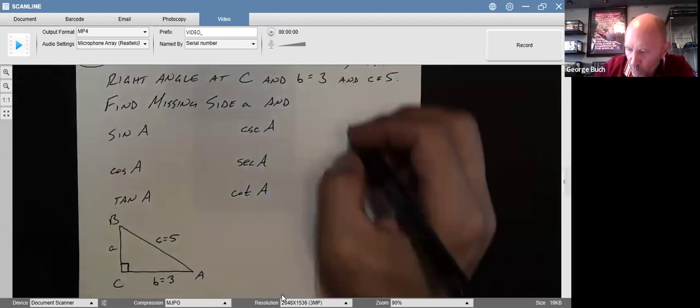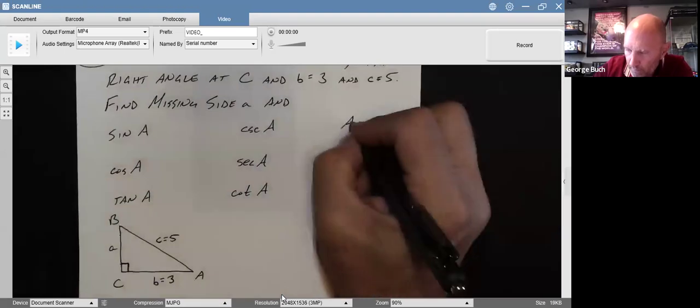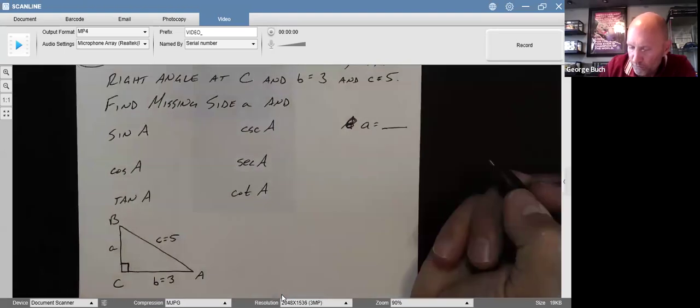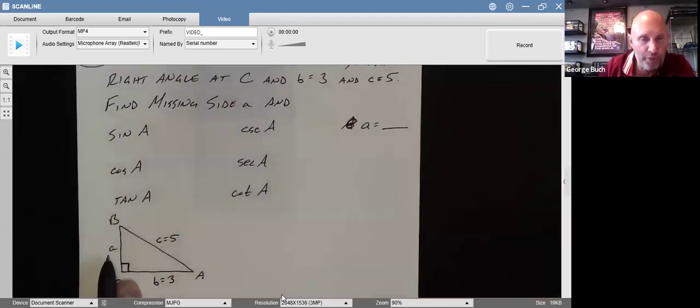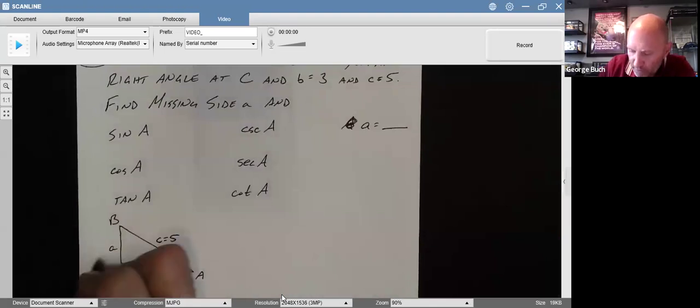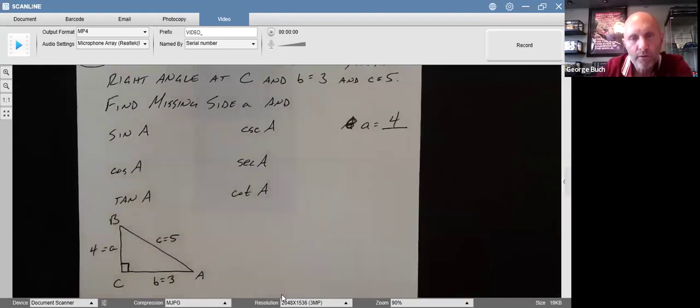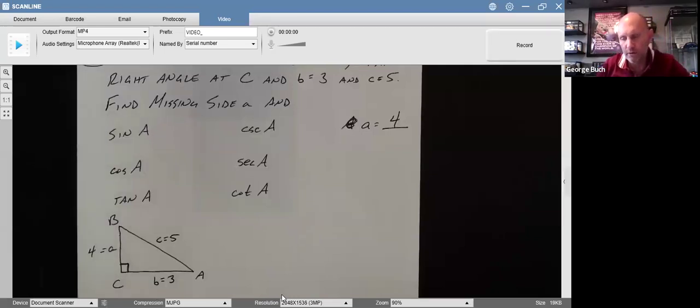And the first thing I want is side A. Well, side A is what? Well, we can either do Pythagorean theorem, or we notice this is what? Oh, 3 and 5. This must be a 3, 4, 5 triangle. So therefore, side A is 4. Let me stop there, let you kind of take it all in.